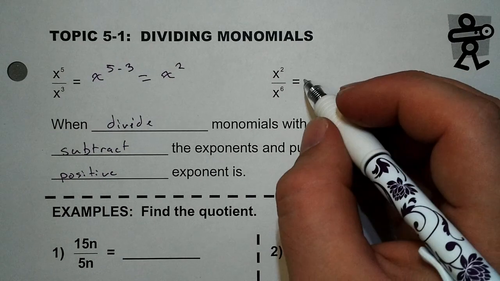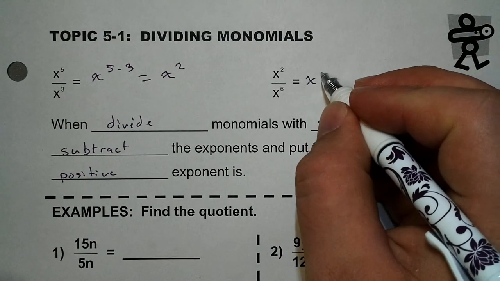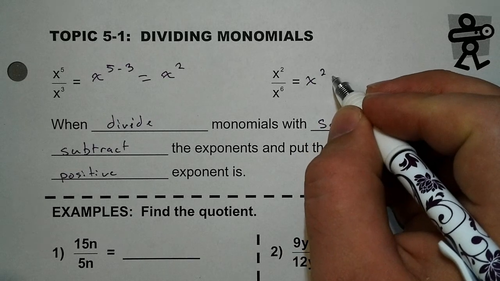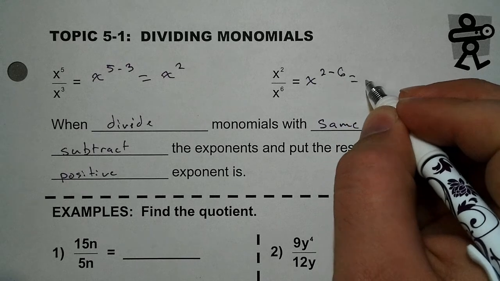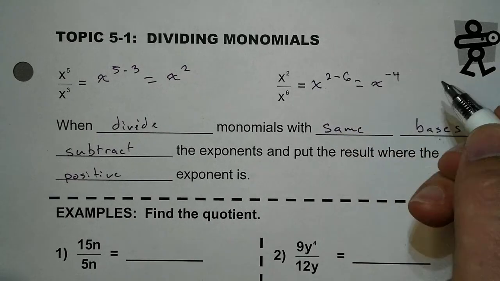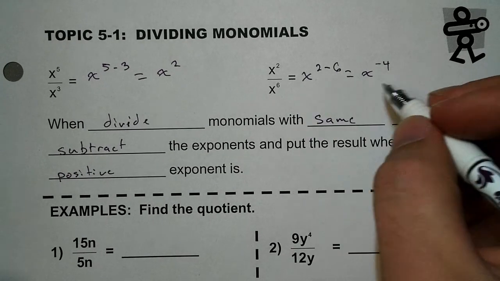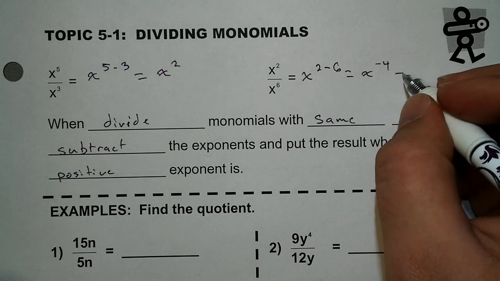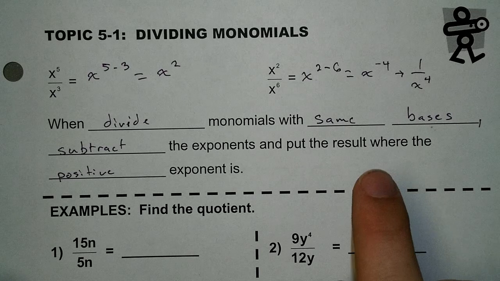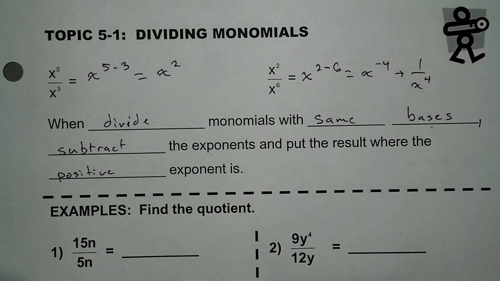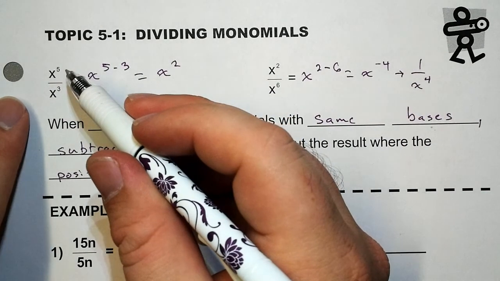Now over here, if you had x to the second divided by x to the 6, x to the 2 minus 6, which would give us x to the negative 4. Well, that's not a positive exponent, so we got to put it on the bottom, so it would be 1 over x to the 4th. Now, a quicker way of doing this is to just subtract and cancel.